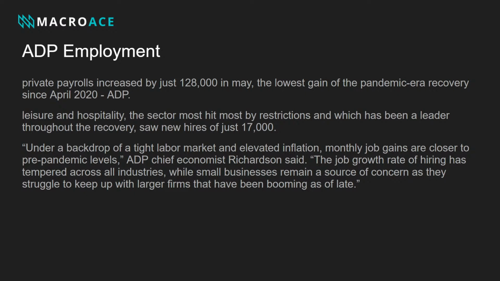So, according to Richardson, the chief economist, under a backdrop of tight labor market and elevated inflation, monthly job gains are closer to their pre-pandemic levels, right? The economy is near enough back to normal. And the job growth rate of hiring has tempered across all industries, while small businesses remain a source of concern as they struggle to keep up with larger firms that have been booming as of late.